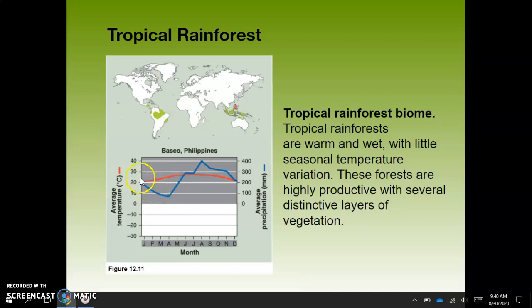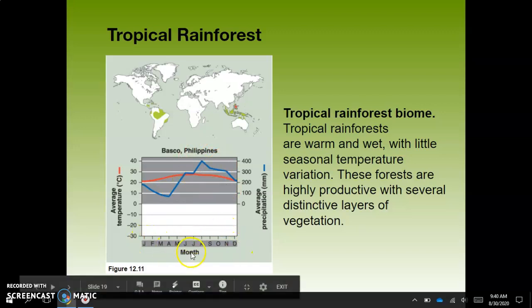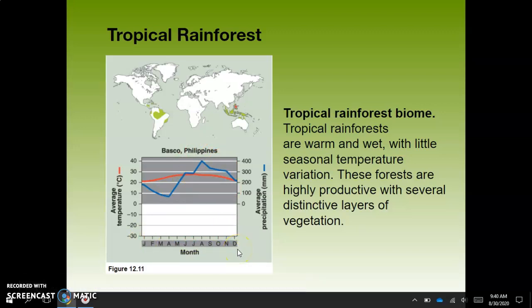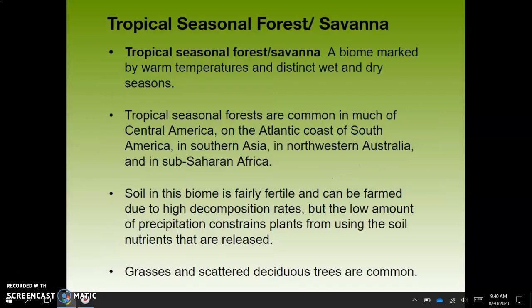Again, really warm temperatures all year and typically a lot of rainfall. So we see down here from the shaded months that there's basically a 12-month growing period. So vegetation is never really limited.